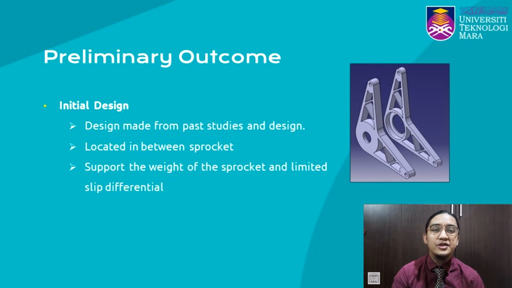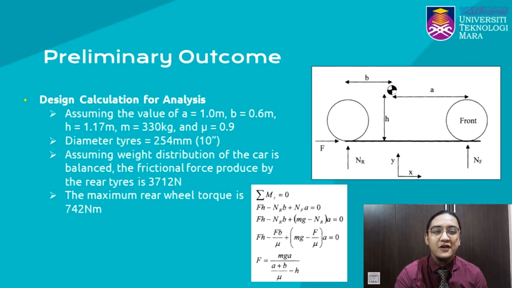The bracket is located in between the sprocket, which receives torque from the engine through a chain. The bracket will support the weight of the sprocket and the limited slip differential which is connected to the sprocket. Initial calculation of the force applied to the differential has been made. The summation of moment equal to 0 is derived from Newton's second law of motion for x and y direction. By assuming the values given, it can be calculated that the maximum rear wheel torque during acceleration is 742 Nm.